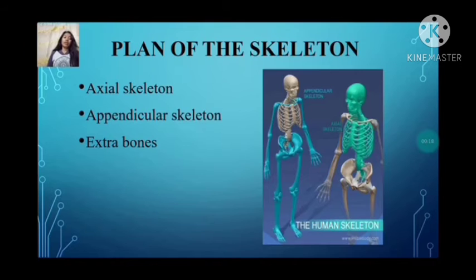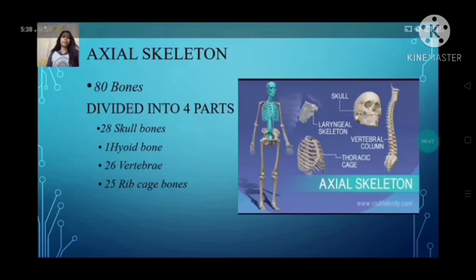The human skeleton is divided into two: the axial skeleton and the appendicular skeleton. If you see the picture of the human skeleton, the axial skeleton is the color green and the appendicular skeleton is the color blue. We will also discuss the extra bones of the human body.